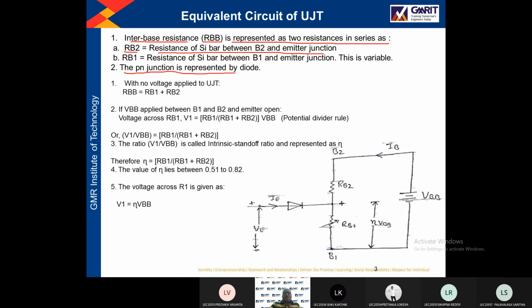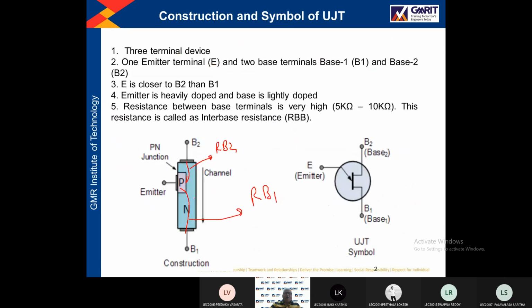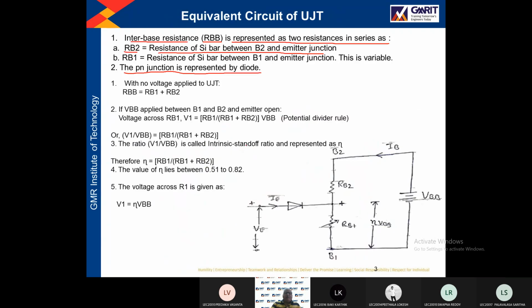The PN junction is represented by a diode, right? We have this PN junction. This is P material, this is N material. So you can represent it by a diode like this. So with no voltage applied to the UJT, if you do not apply any voltage, then your RBB is RB1 plus RB2. It is simple.